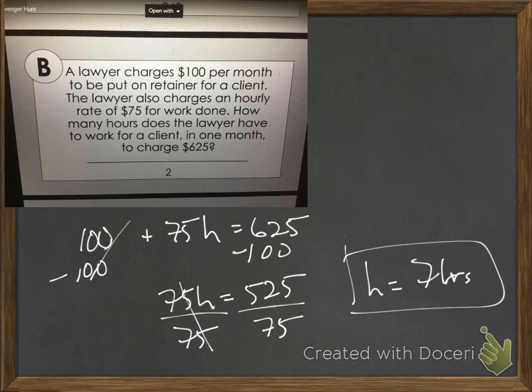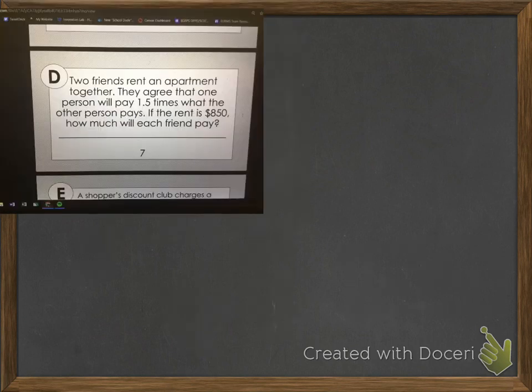All right, so I'm going to use that information to find my next card. 7, that takes us to card D. All right, we're talking rent here. 2 friends rent an apartment. They agree one person will pay 1.5 what the other person pays. So here's the most wrong thing I get for this. I get something like 1.5x equals 850. And that's wrong, and I'm going to show you how to avoid it.